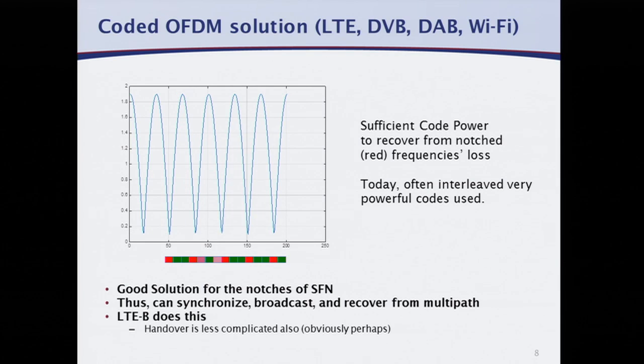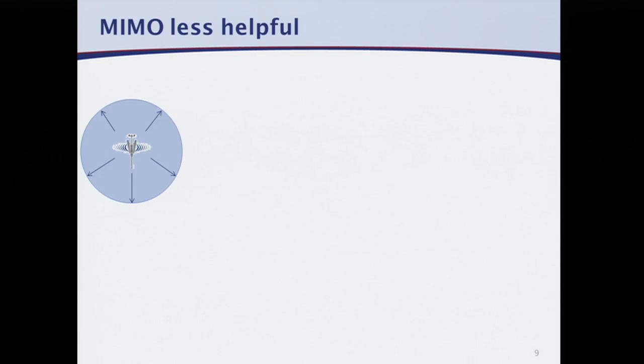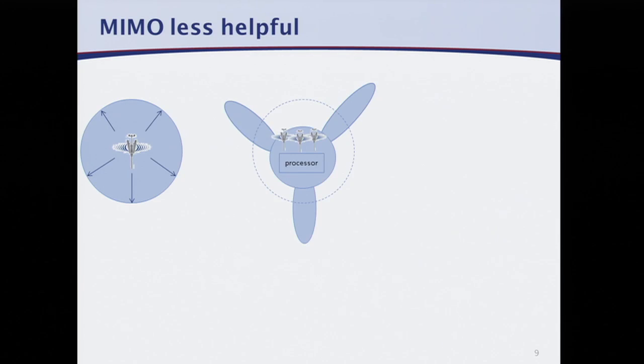So this is sometimes called coded OFDM, and it is actually used in these single frequency network situations. So LTE-B in particular uses this also. So now one question that starts to arise in this area is multiple input, multiple output, multiple antennas. You have a single antenna, and basically you radiate it equally in all directions. When you have multiple antennas, you can steer that.